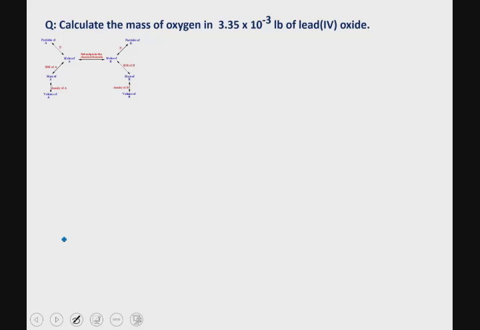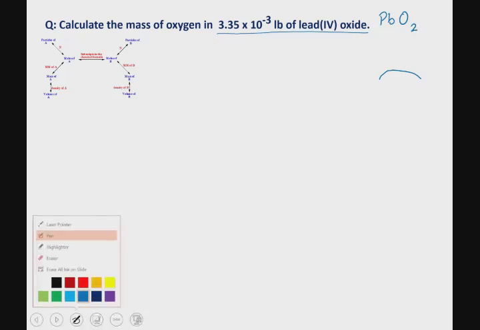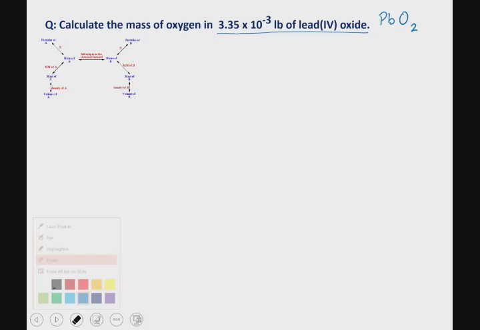So in this problem, we are given pounds of lead 4 oxide. Lead 4 oxide, of course, is a compound, and from previous sessions, you probably are able to write the chemical formula of this compound, which will be PbO2 because it's lead 4. The oxide ion has a charge of -2, so lead must have a charge of +4 because of this number right there. Okay, so PbO2, that's a compound.